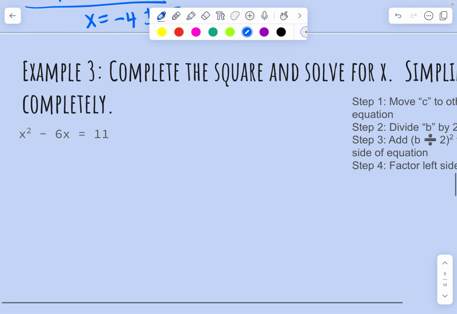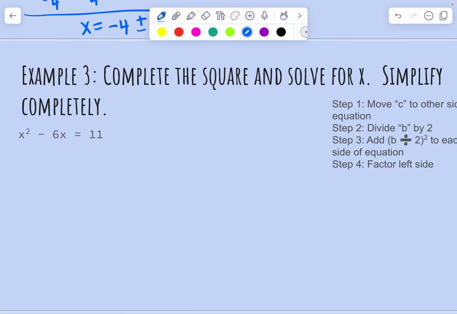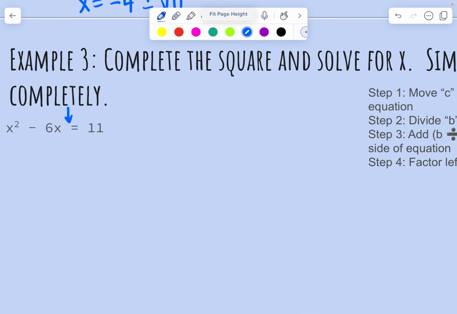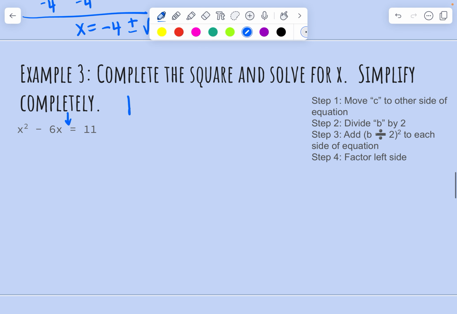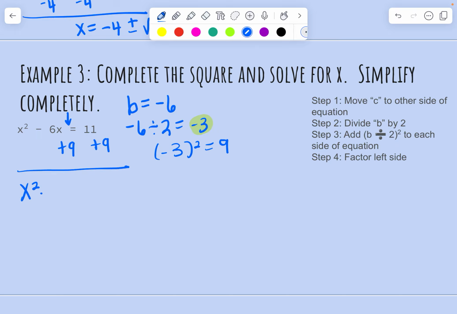All right, let's look at another one here. It says move our C. We don't have a C to move right now. So now the second step, take B, which is negative 6. Divide that by 2. Negative 6 divided by 2 is negative 3. And then we square that. Negative 3 squared is 9. So here, negative 3 is my magic number. I'm going to add 9 to both sides. And then I get x squared, take away 6x plus 9 equals 20.